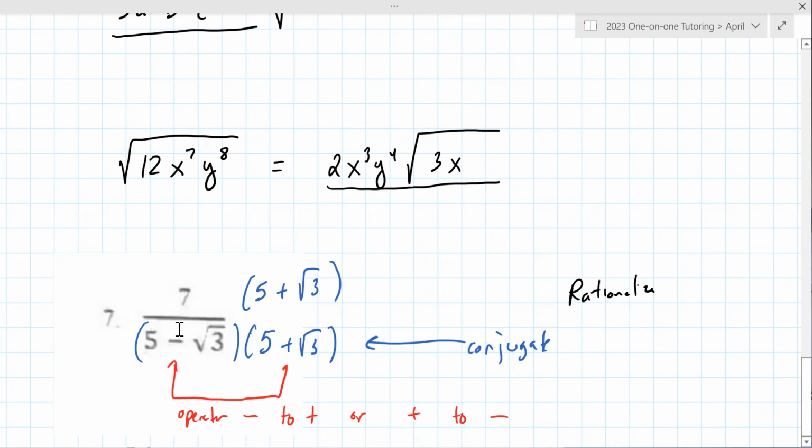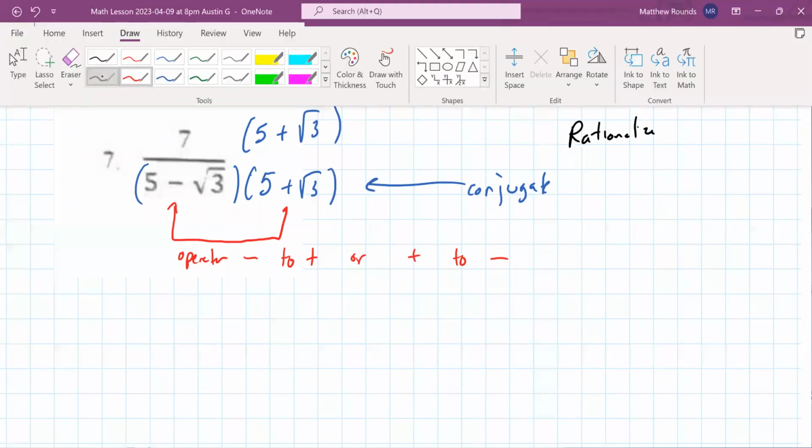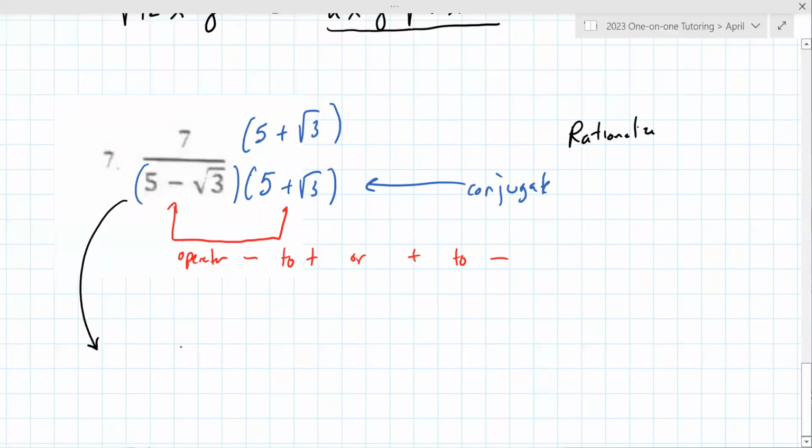You have to take the conjugate, multiply the top and bottom by the conjugate, and what happens on the bottom is that it, believe it or not, becomes a numerical value, a nice number. So we'll take a look at that here. So let's just first focus on the bottom here. 5 minus square root of 3, 5 plus square root of 3. This is a FOIL situation. First, outer, inner, last.